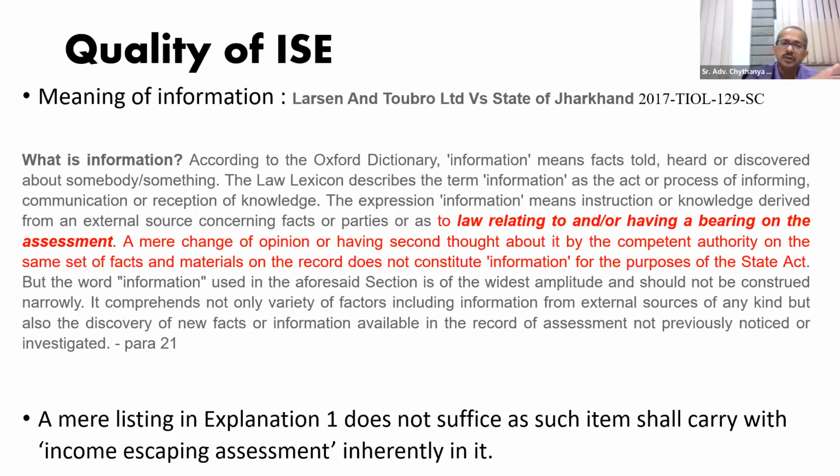It comprehends not only a variety of factors, including information from external sources of any kind, but also the discovery of new facts and information available in the record of assessment, not previously noticed or investigated. That is because in the Jharkhand state law, they just said information. Whereas in our case, it is not just the information. It is information circumscribed by 1, 2, 3, 4, 5 in explanation 1. Therefore, in my opinion, the last sentence cannot be blindly applied in the instant case.